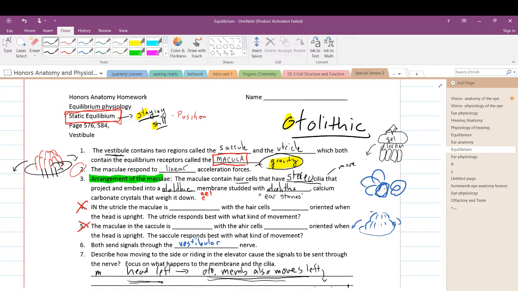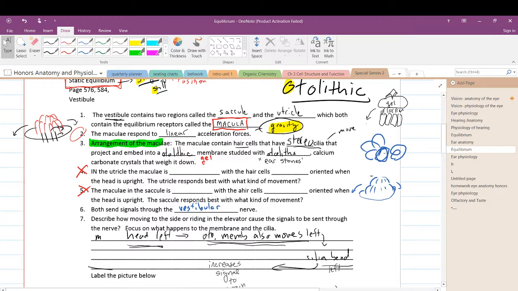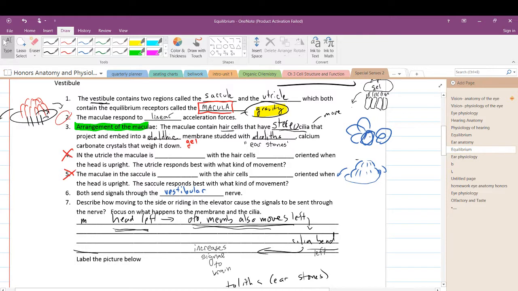Let's talk about how this guy operates. Now, remember, it responds to gravity, so both of them send it through the vestibular nerve. That would be a nerve that your brain interprets as then the balance. So here's how it works.